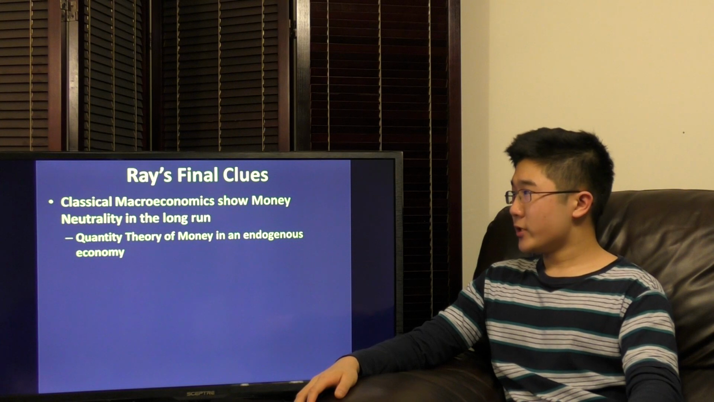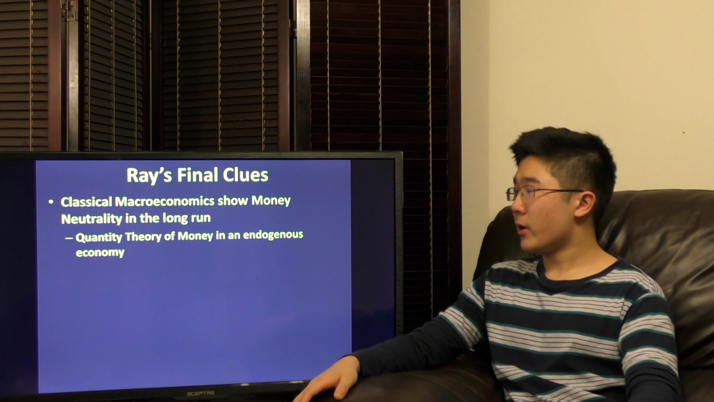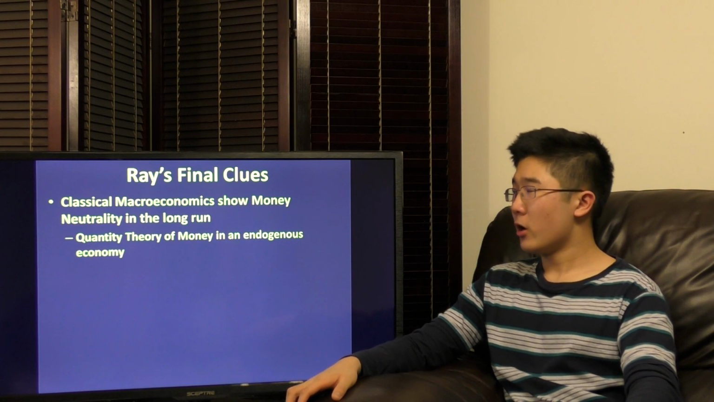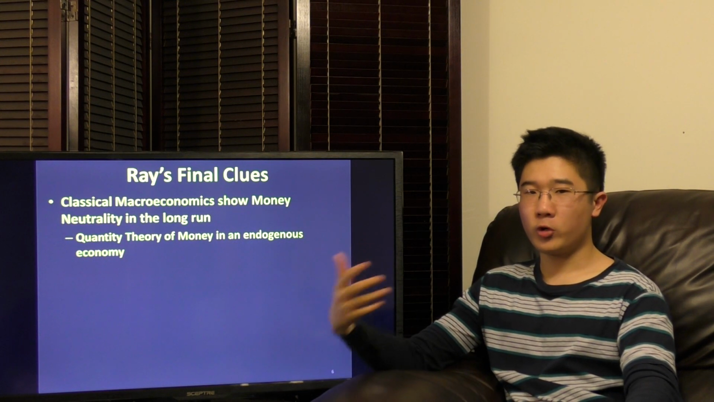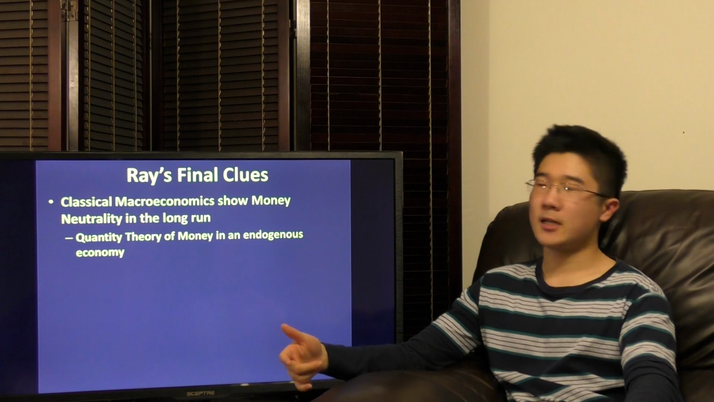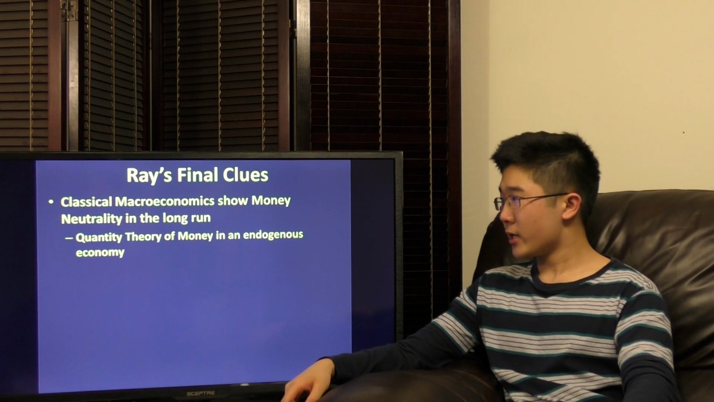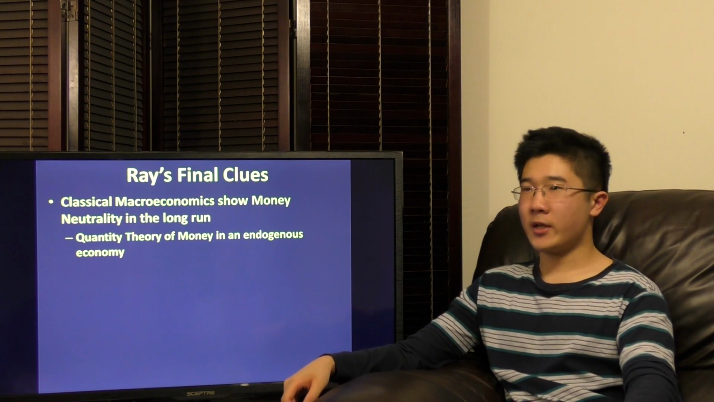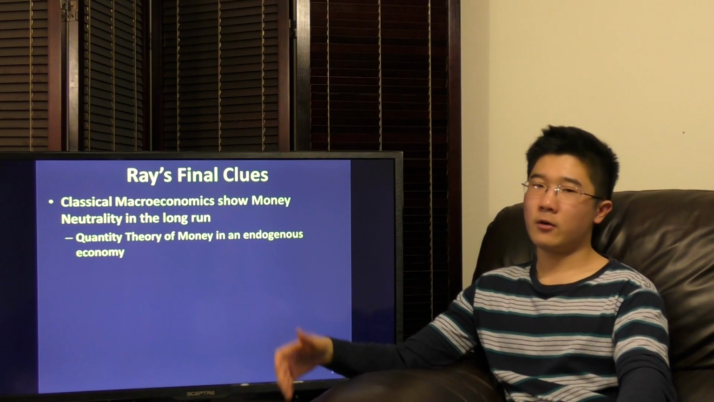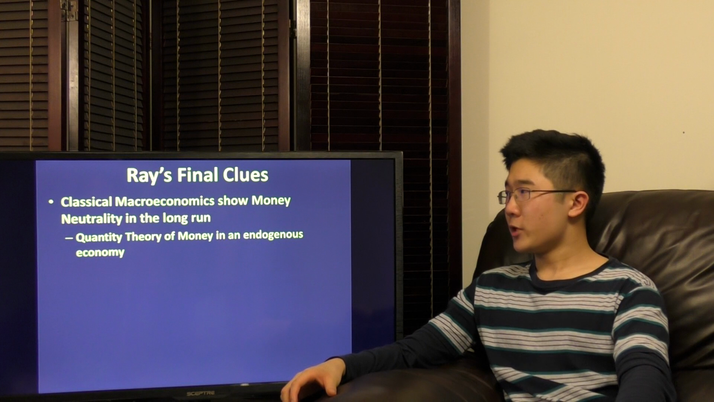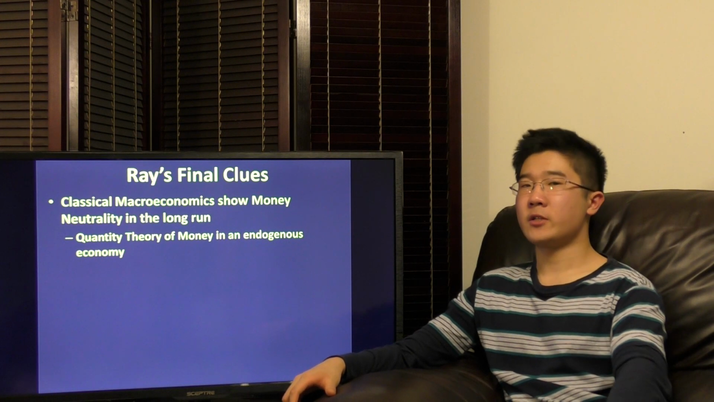So for our final clues, we see that classical macroeconomics shows that monetary policy and money are neutral in the long run. In the long run, it does not affect our real GDP or real production or any of that. It only affects our price level. And the quantity theory of money only fits theoretically in an endogenous economy, without any outside savings, outside investments, or outside trade, most of all. From this, we can see that theoretically monetary policy is neutral in the long run.